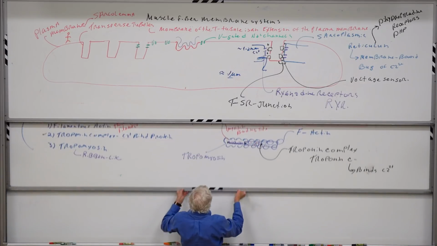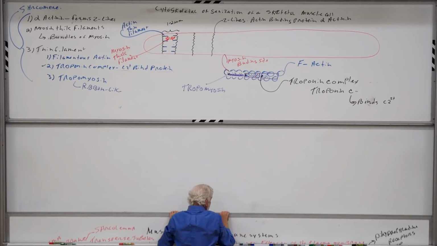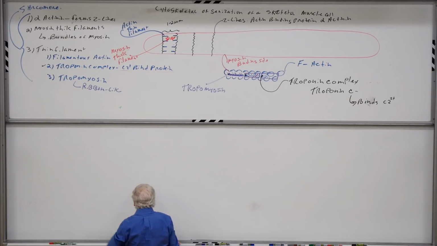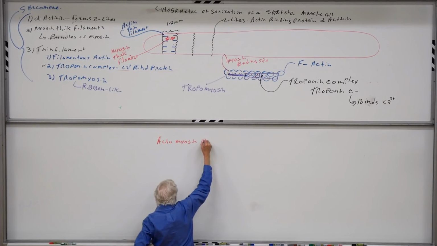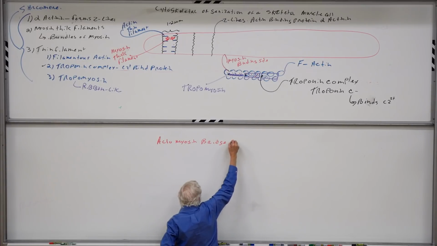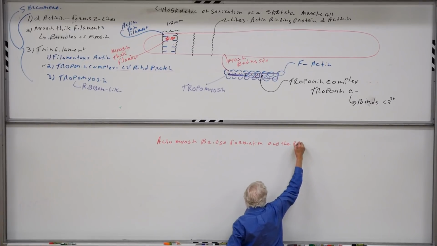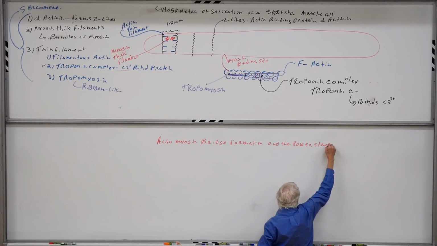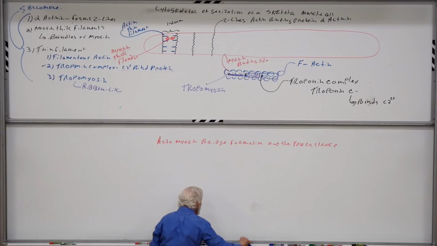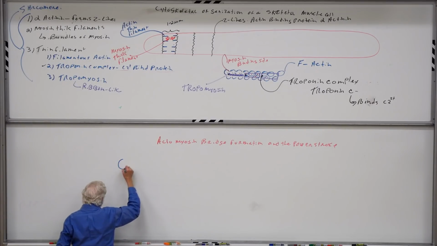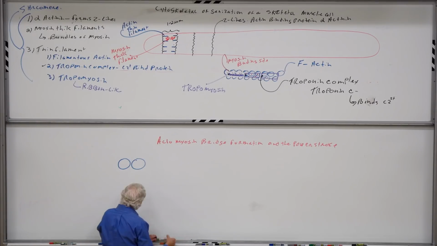So what I'm going to do on this back board is describe actomyosin bridge formation and the power stroke. So here's the actin monomer. The myosin head looks like this.